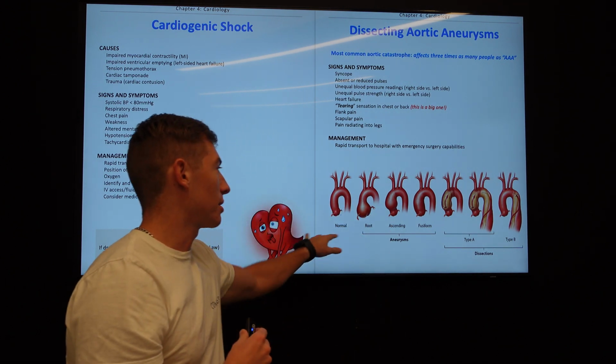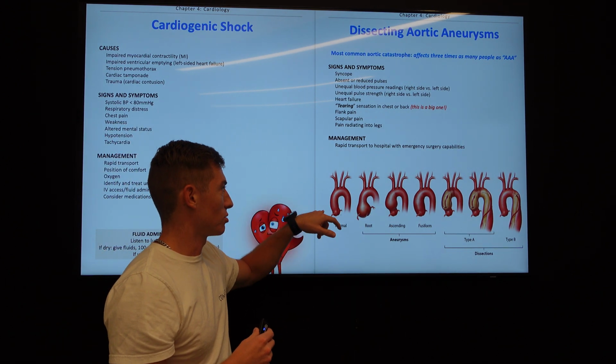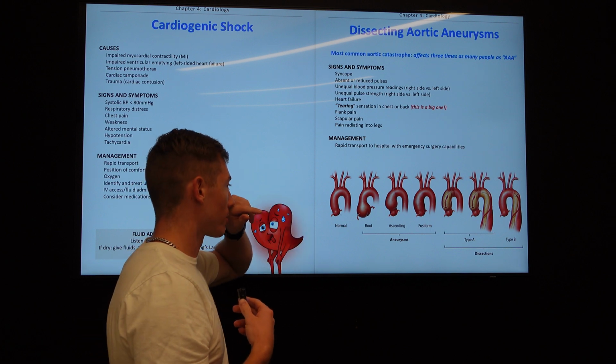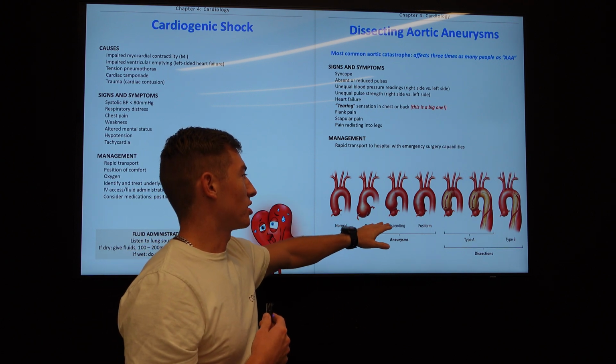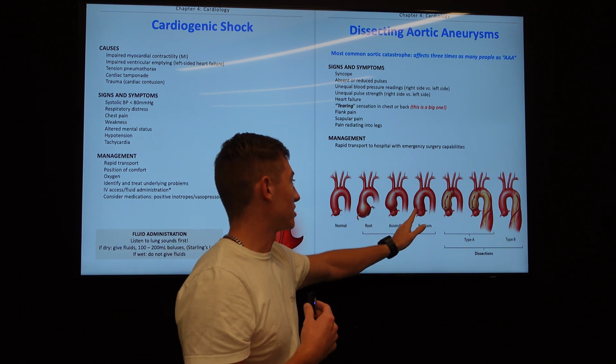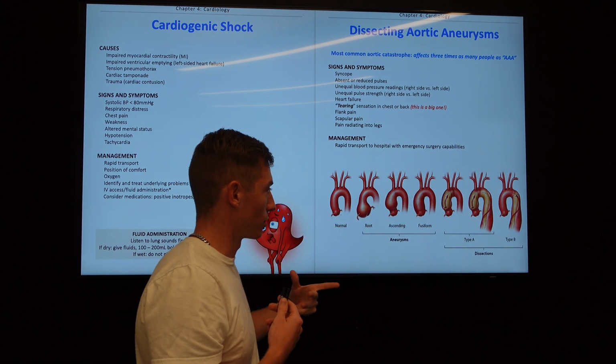So you can see the different types of aneurysms. We have the normal, that's what it's supposed to look like, your aorta over the heart. At the very bottom where it starts, the root. Then there's ascending, just above the root, and then as it goes all the way through, that's fusiform.